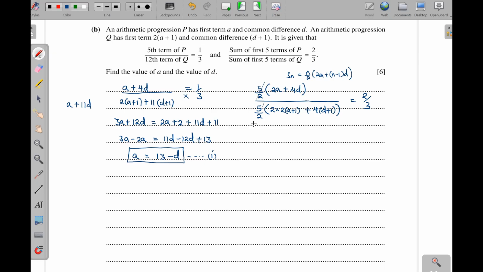Now this one will just go. Not so. And then we can cross multiply. So we have a 3 in here multiplying with 2A plus 4D. Then we have a 2 here. Okay. Then multiplying with everything here.